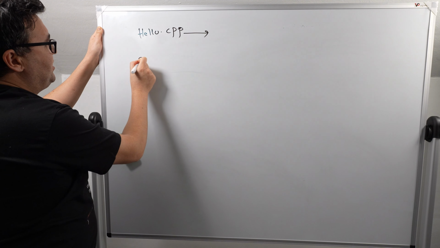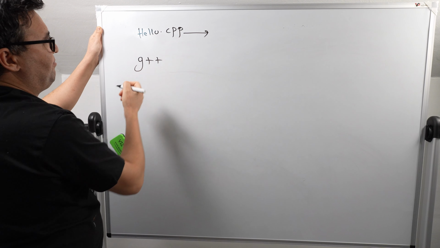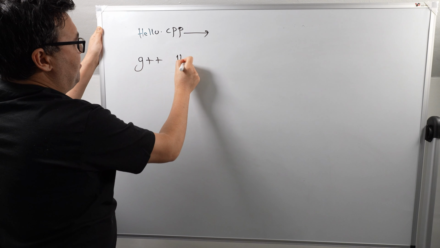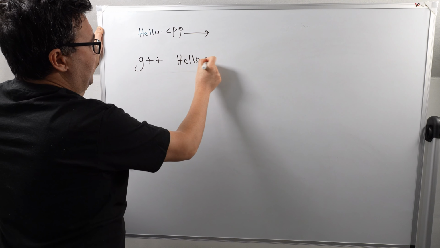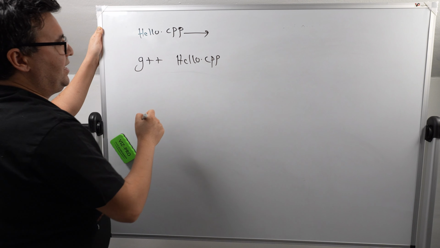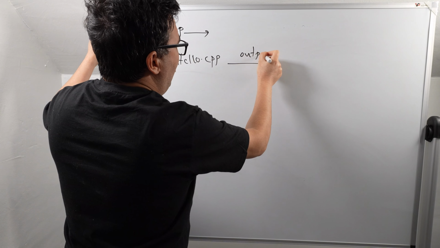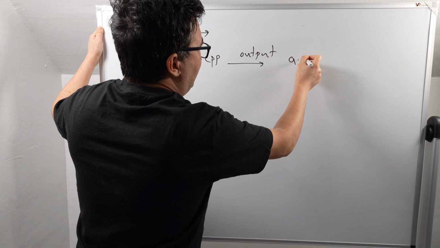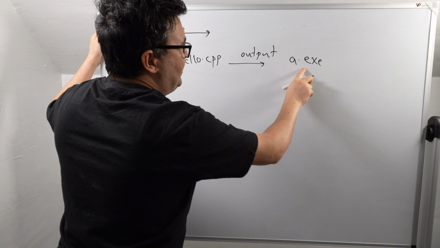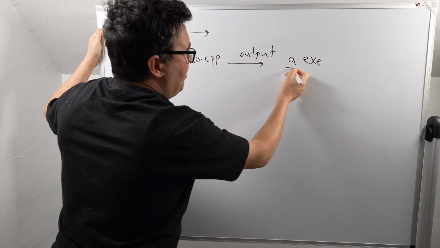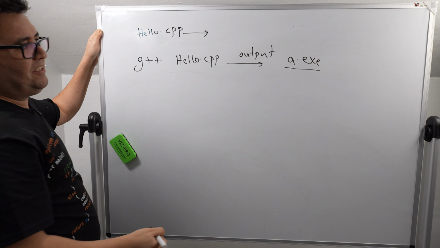So we use the command g++, the name of our source file, hello.cpp. And the output of this compilation is always a file like a.exe. This is the file which the CPU understands and executes.